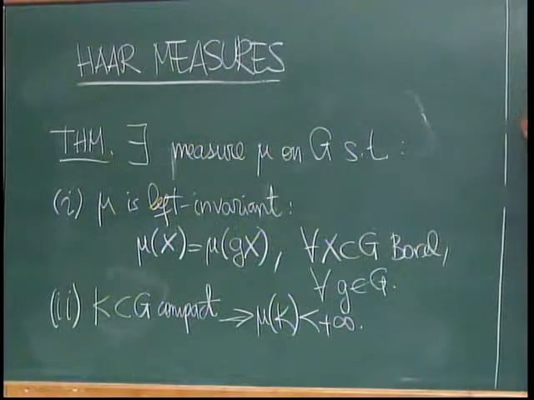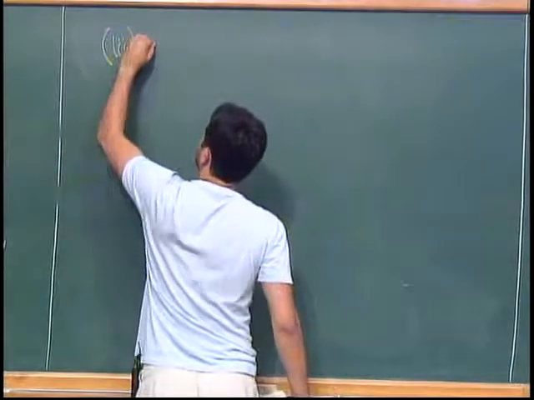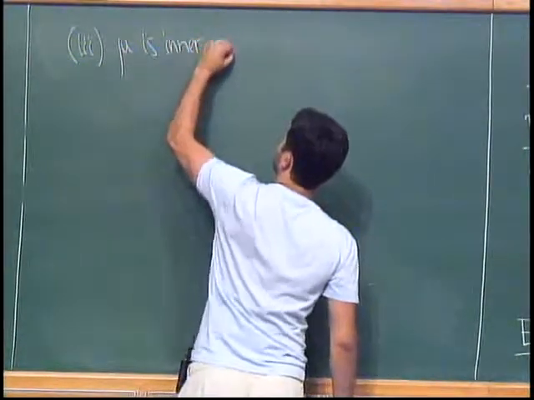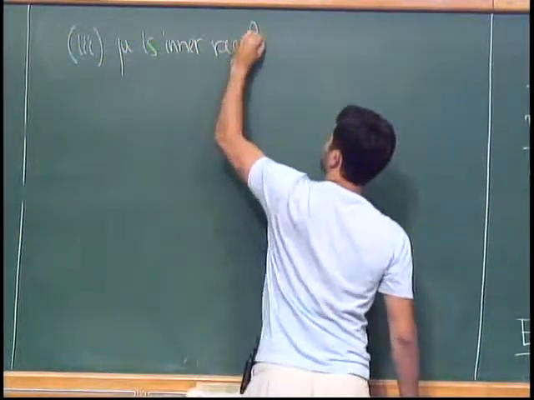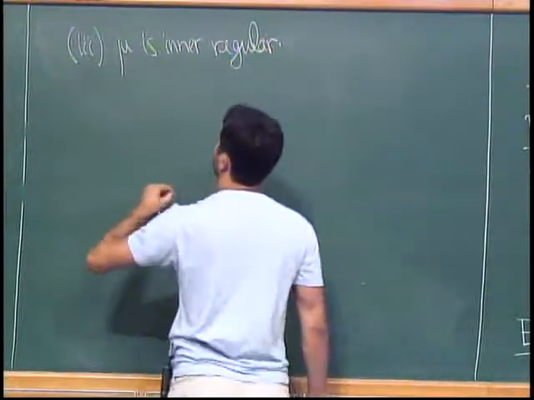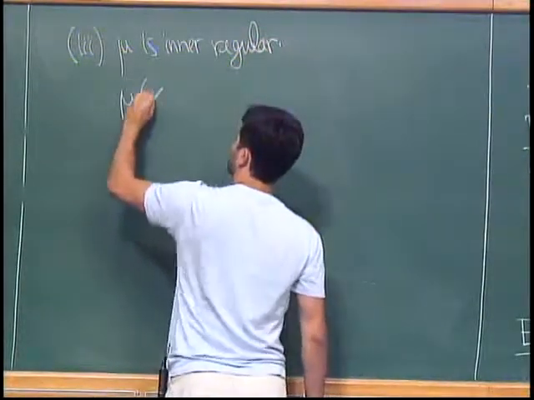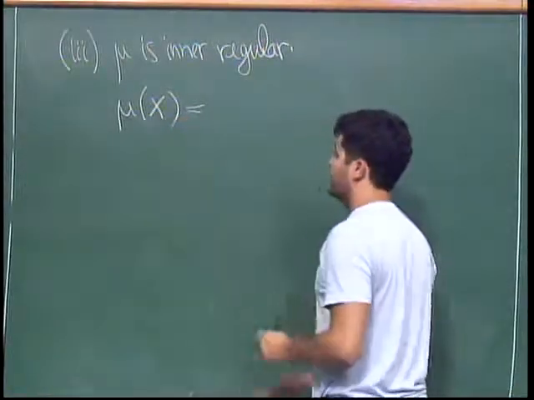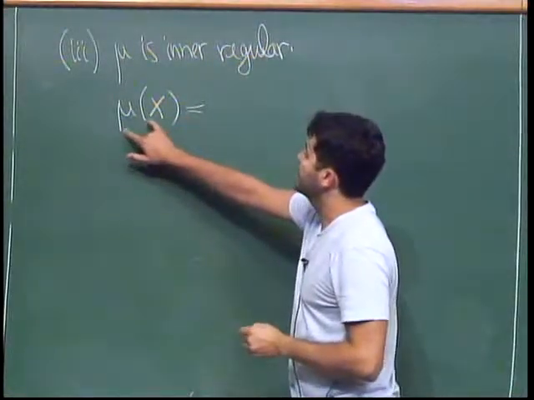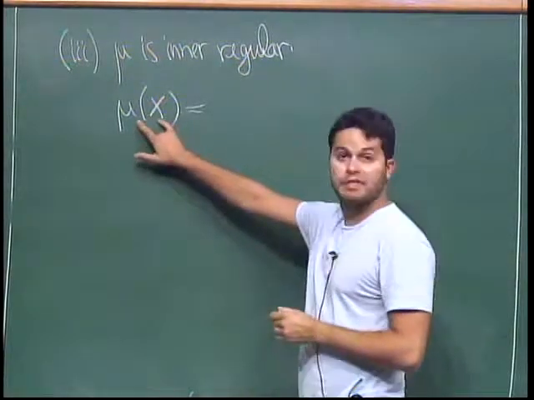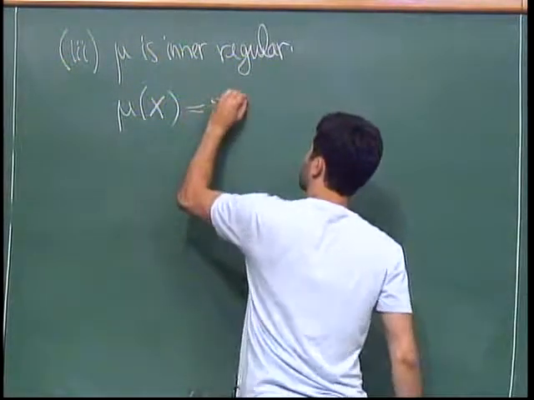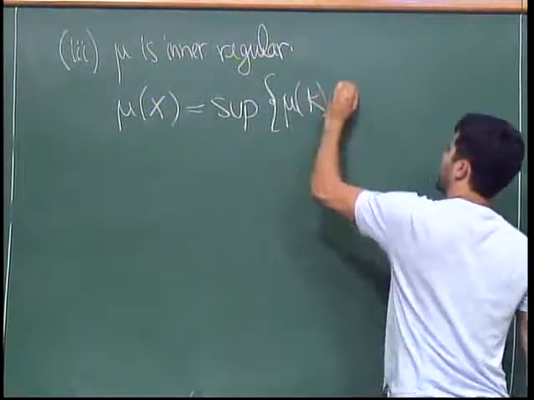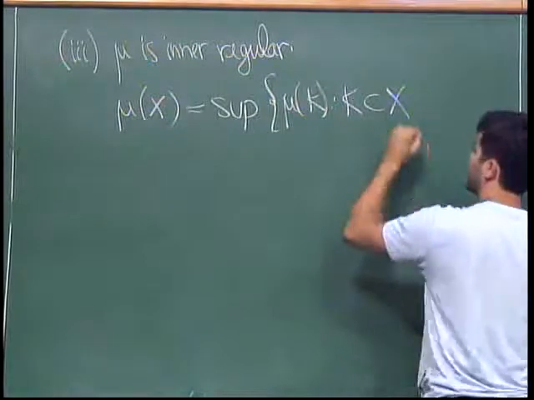The third one is that mu is inner regular, which says that if you want to measure a set X, you can get it from measuring subsets of X. So mu of X is the supremum of mu of K, where K is a compact subset of X.